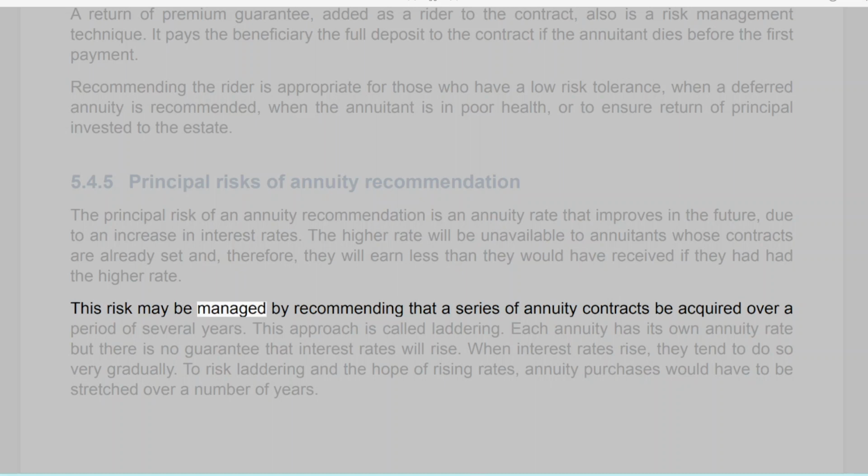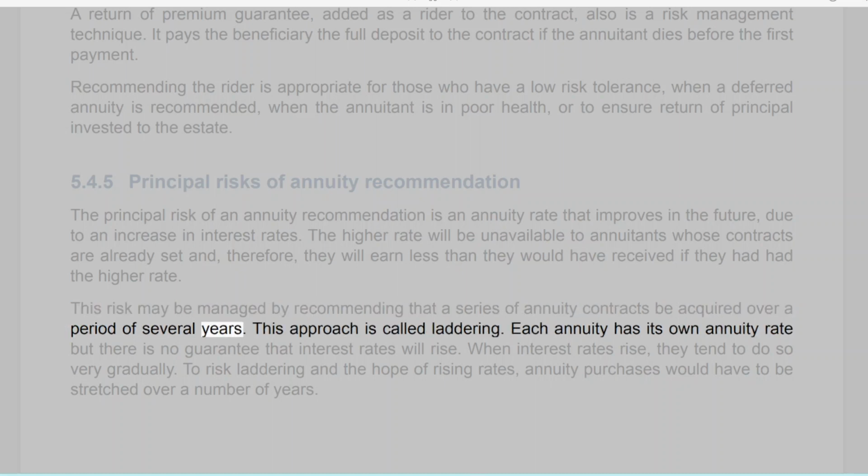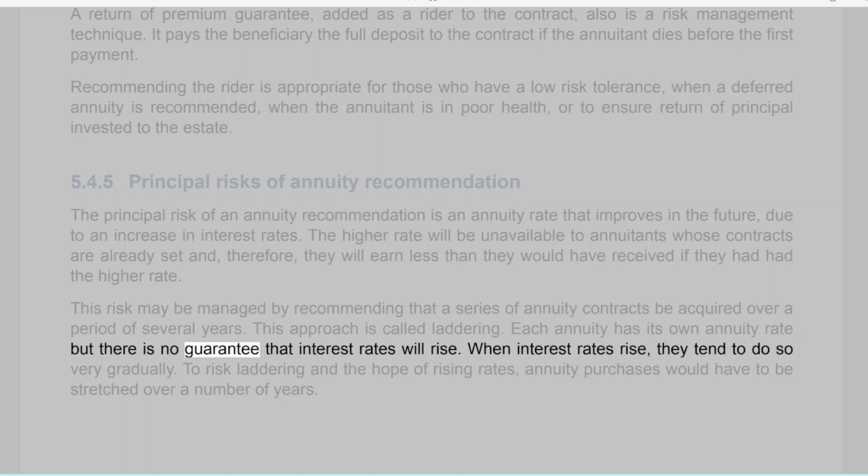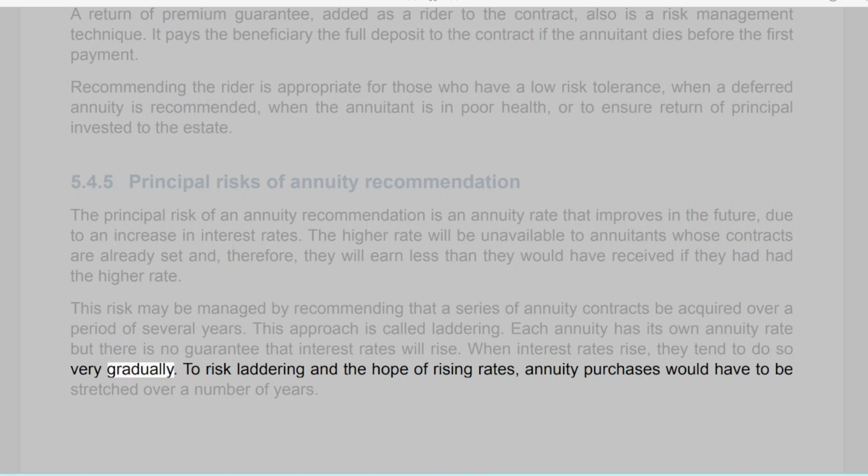This risk may be managed by recommending that a series of annuity contracts be acquired over a period of several years. This approach is called laddering. Each annuity has its own annuity rate, but there is no guarantee that interest rates will rise. When interest rates rise, they tend to do so very gradually. To risk laddering in the hope of rising rates, annuity purchases would have to be stretched over a number of years.